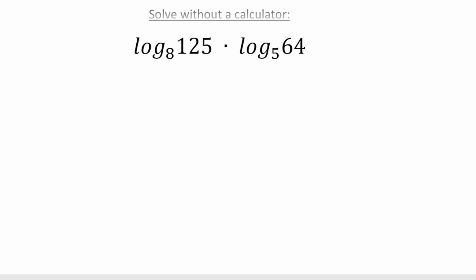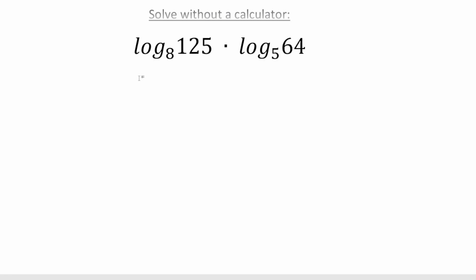Now, what's challenging about this particular problem is that we're asked to evaluate logarithms where the argument is of a different power than the base. So log base 8 of 125. Well, 125 is 5 to the third power, but it's not a rational power of 8. So how can we evaluate an expression like this without using a calculator?